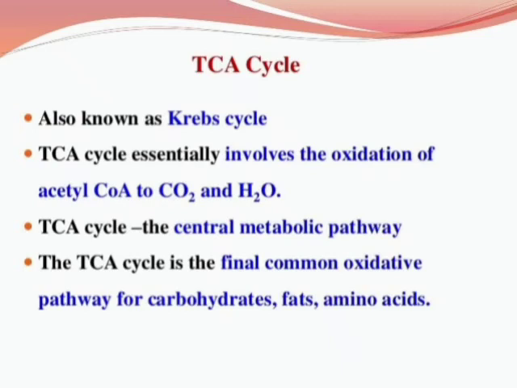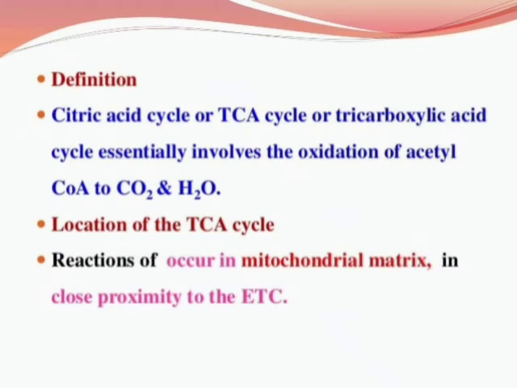So now what is the definition of the TCA cycle? The citric acid cycle, TCA cycle, tricarboxylic acid cycle or Krebs cycle essentially involves the oxidation of acetyl coenzyme A to carbon dioxide and water. And what is the location? These reactions occur in the mitochondrial matrix in close proximity to the ETC. ETC is the electron transport chain, which is the last step of cellular respiration but not included in your syllabus.